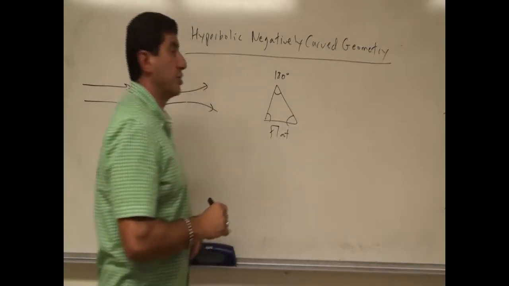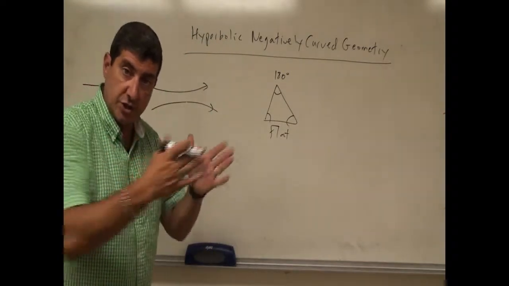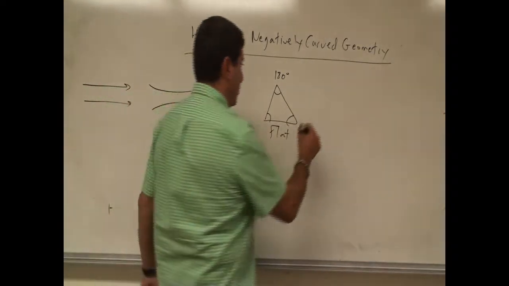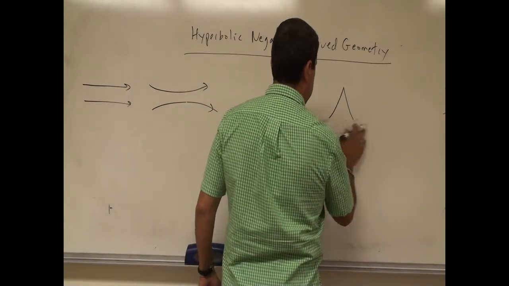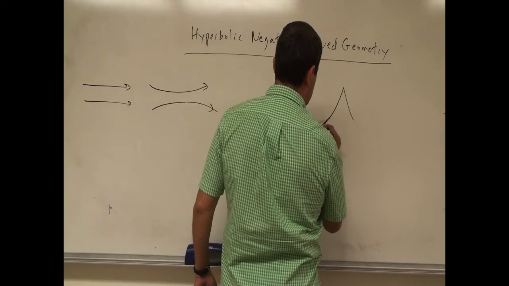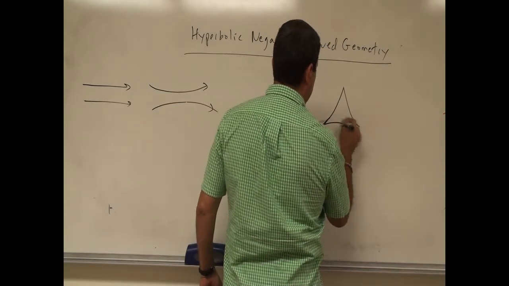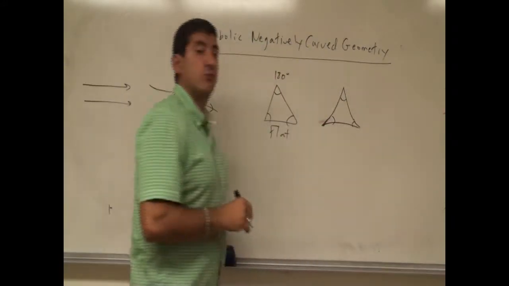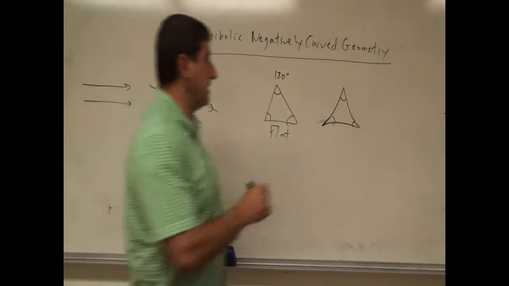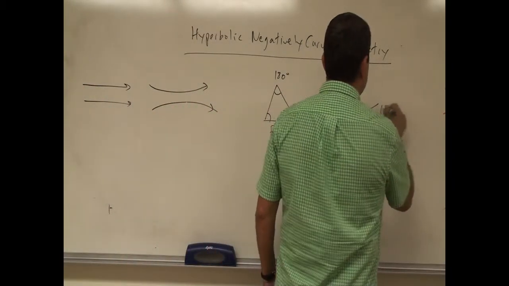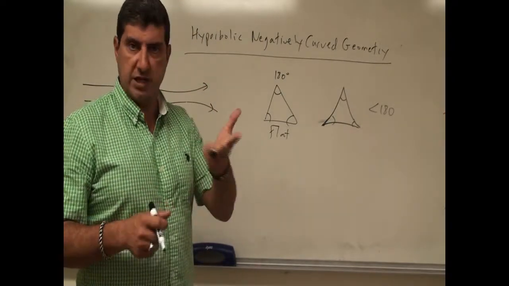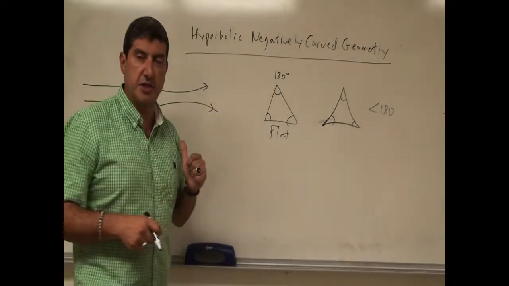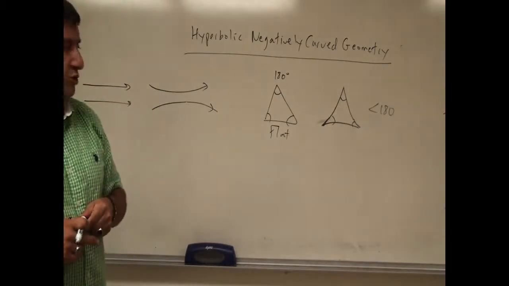In a negatively curved geometry, since straight lines tend to diverge out, the straight lines will look like this, right? Like this a little bit. And then when you add the angles of a triangle, they will add up to less than 180, right? In a positively curved geometry, they will add up to be larger than 180. And I showed that in the positively curved geometry video.